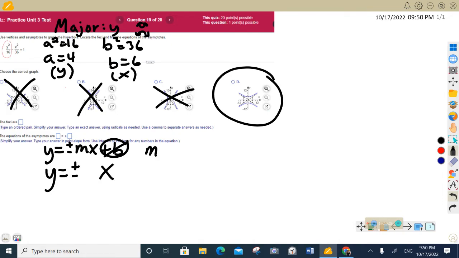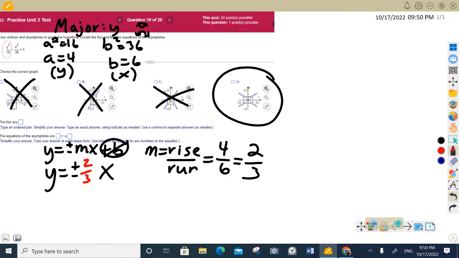Slope is rise over run. So you're going to count from the origin to here, but we have to rise and run. Now remember, we counted by 2s. So we rose 4 and we ran 6. You can't leave it like that though. You have to reduce it to 2/3. So my equation is going to be y equals plus or minus 2/3 x.